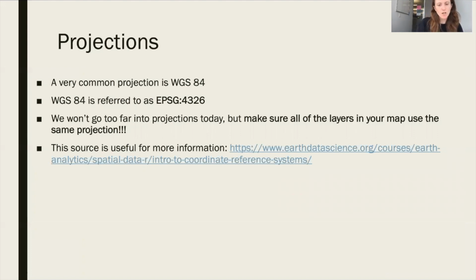A really common projection is WGS84. I will talk about it a little bit when I show you some code. But like I said, just make sure all the layers in your map are using the same projection. And I have here a very good resource for reading more about CRSs if you're interested.